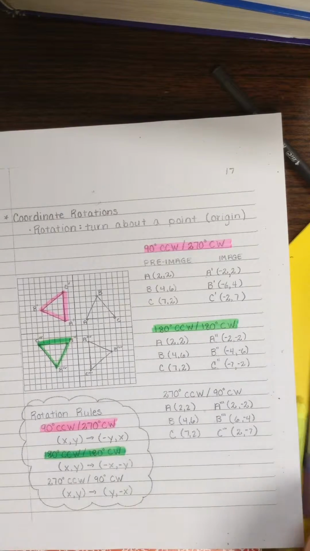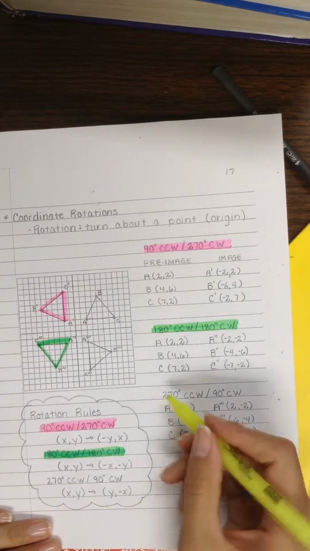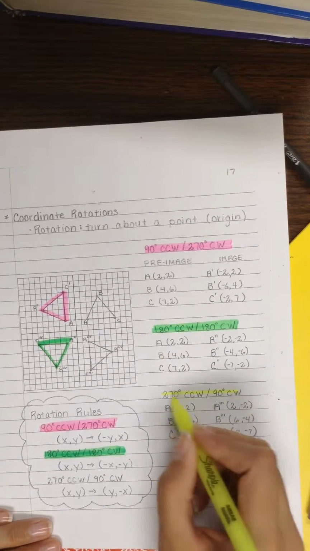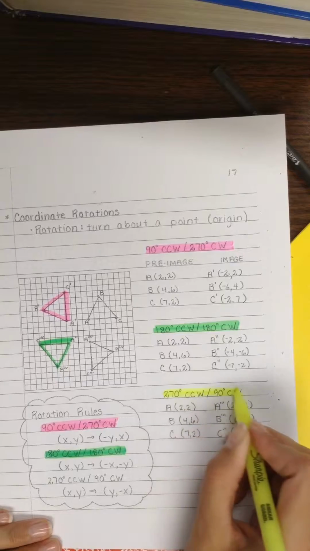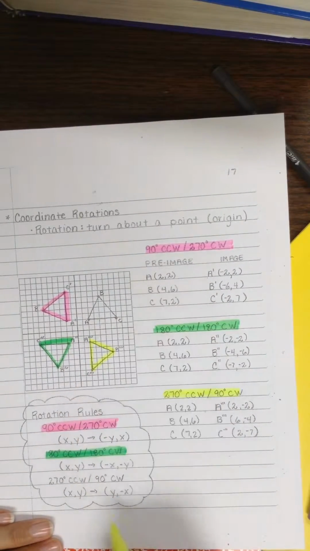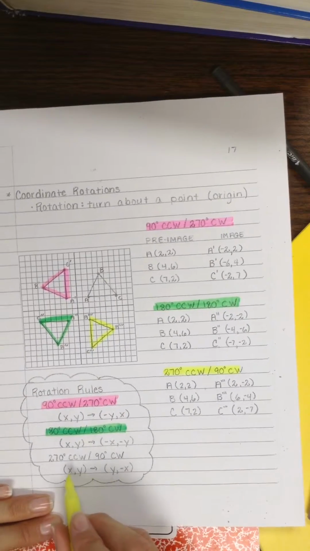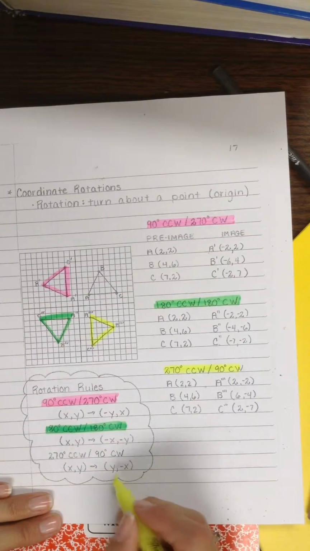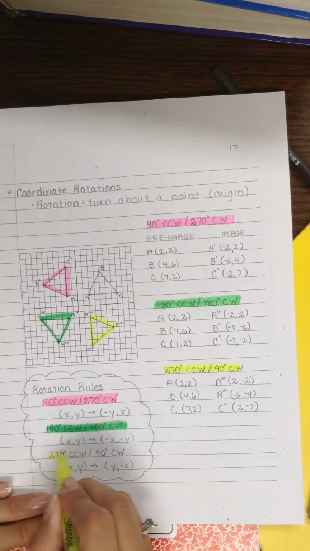And our last one then is 270 counterclockwise or 90 clockwise. And that would be this image. Our rule is they flip-flop still, but the second coordinate is now negative.